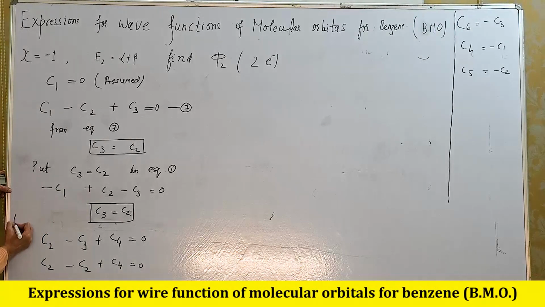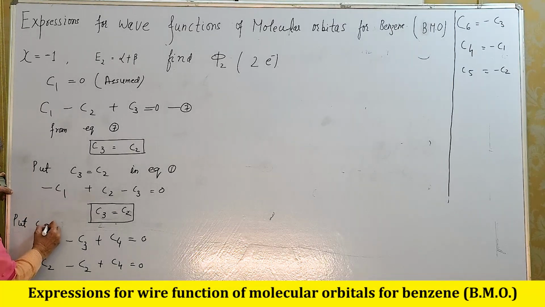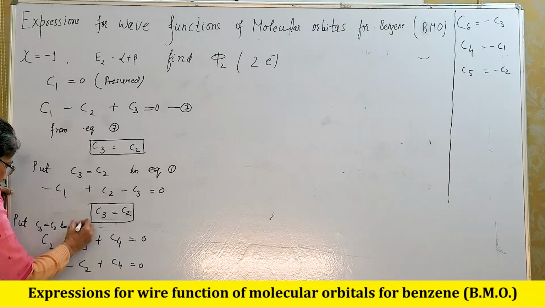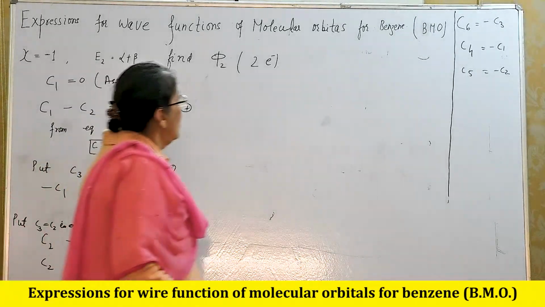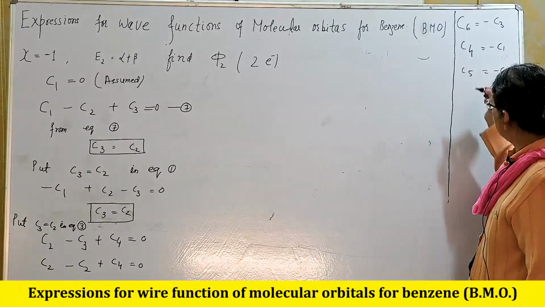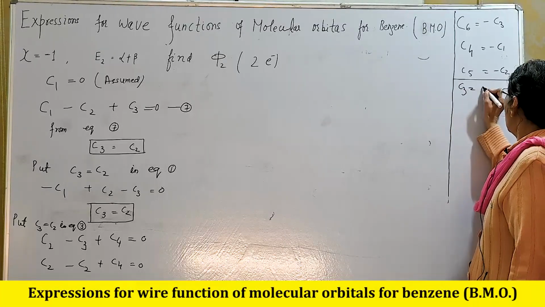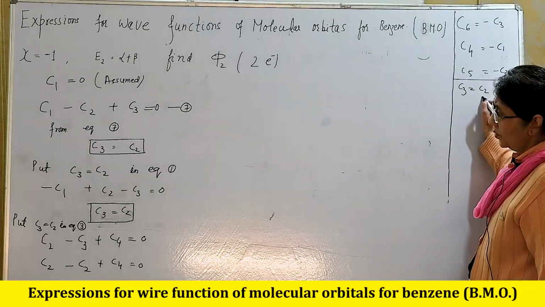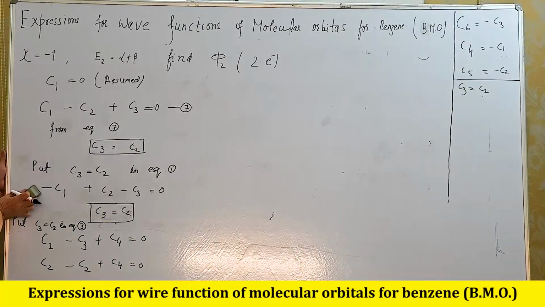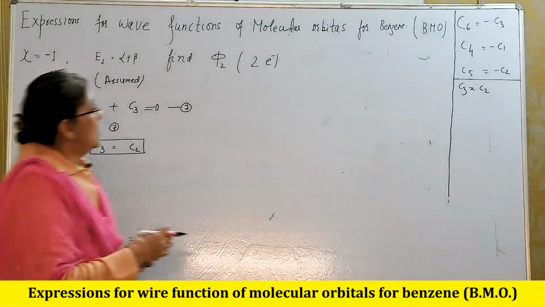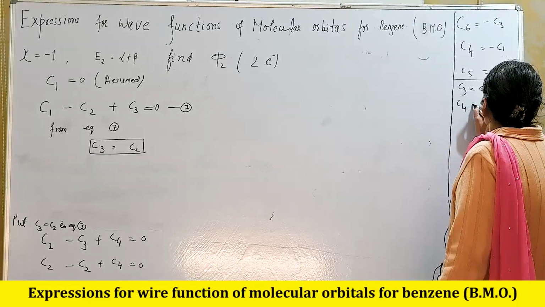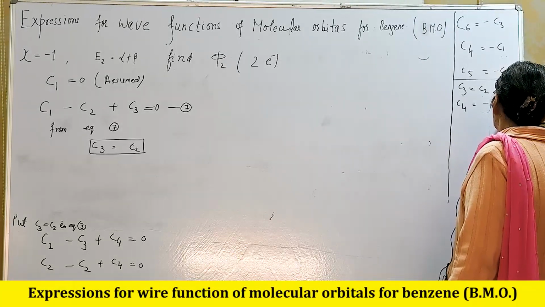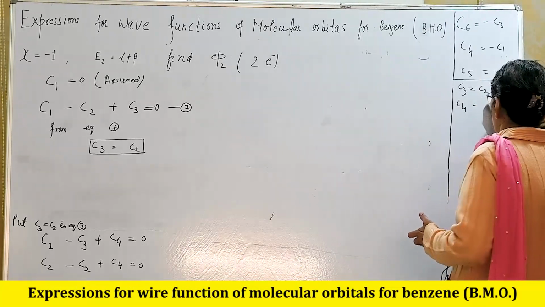And put C3 equal to C2 in equation 3. Then you get C1 and C4 is equal to 0. Then we get C3 in terms of C2, and C3 equal to C2 again from here. So we can cancel this, and C3 is equal to C2, C4 is equal to minus C1 is equal to 0. So C4 is equal to 0.